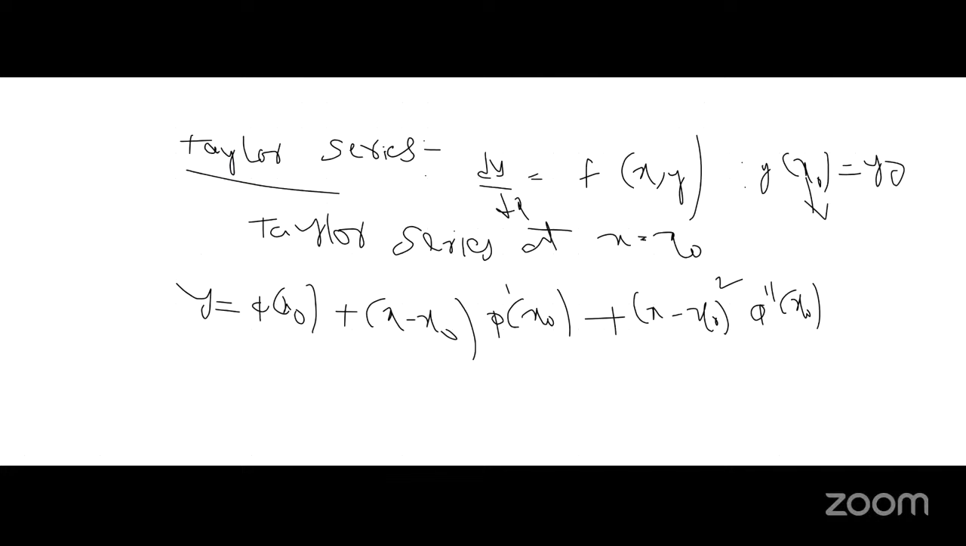and so on. So this is the Taylor series expansion. When you do one problem, you will get everything: how we can find phi of x naught and phi dash of x naught, all of that. So we'll do one problem.